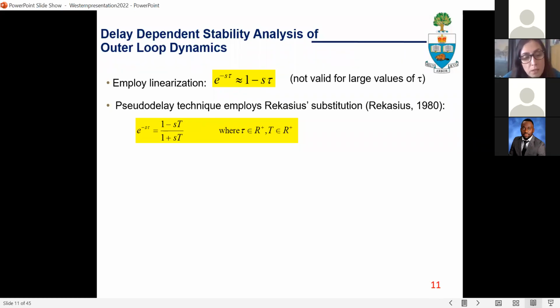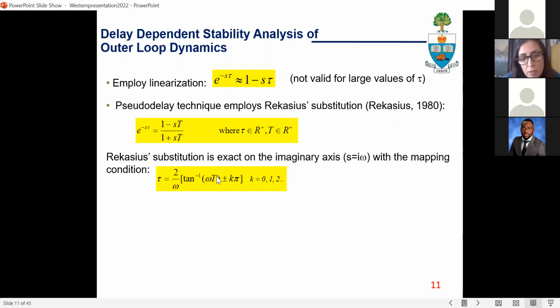So what we did is we employed a pseudo delay technique, which has a substitution called Rekasius substitution. For this exponential term, we have this ratio of two polynomials, and you see on the left-hand side, it is a function of tau. On the right-hand side, we have a new variable T, and there is a mapping relationship between tau and T, and you can show that this relationship is exact on the imaginary axis. It is only exact on the imaginary axis, which is the boundary for stability for us. It is not exact in the whole complex plane, but so long as it is exact on the imaginary axis, it gives us a very accurate description of the delay term.